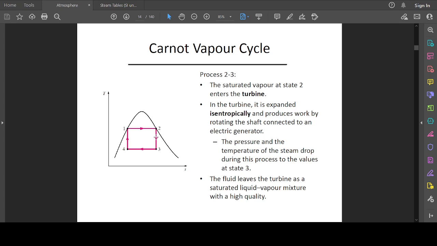So the pressure and the temperature of the steam drop during this process to a value at state 3. The temperature drops and the pressure drops as well, but the entropy remains the same, because it's an isentropic process here. As you can see on the x-axis, the entropy will be the same between points 2 and 3, and also between points 1 and 4. But there is a difference in temperature. The temperature of the steam here, if you measure it against the y-axis, you see that there is a difference in temperature at point 2 and point 3. Similarly for point 1 and point 4.